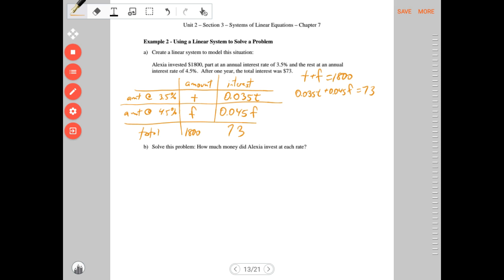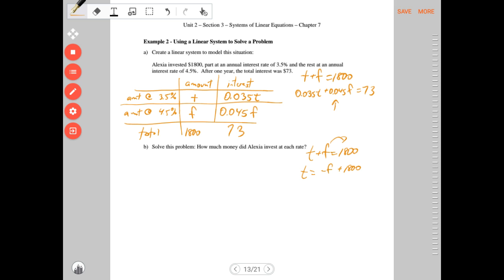Okay, and then we're supposed to solve this problem. How much money did Alexa invest in each, or at each rate? Okay, now look, stay away from the decimals. Okay, we're in substitution, so we have to convert one of these forms into y equals mx plus b. Telling you right now, don't touch the decimals. Okay, so that means we're touching the other one. So t plus f equals 1,800. So tell you what, let's solve for t. So t equals, so the f comes across, so negative f plus 1,800.